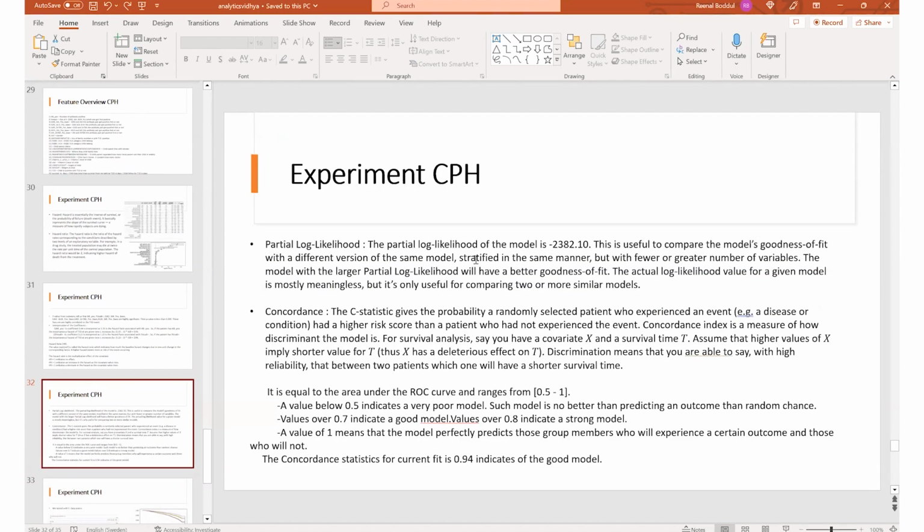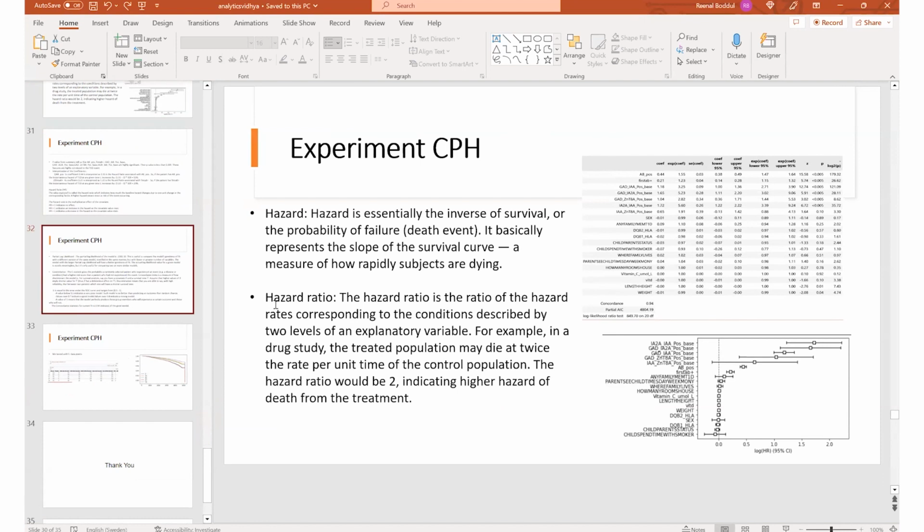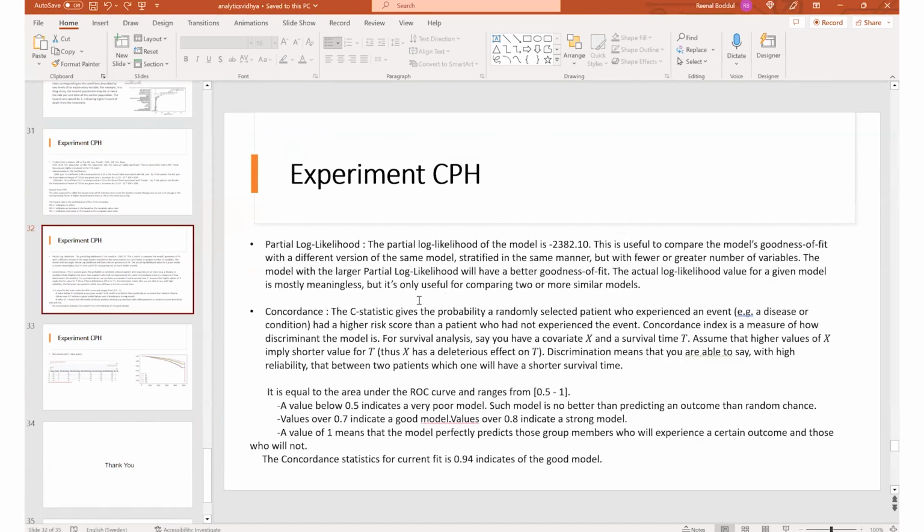Here the partial likelihood is also reported. From this table, we get a concordance index and the partial likelihood values also. The partial log likelihood of the model is minus 2382.10. This is useful to compare the model's goodness of fit with different versions of the same model. We can run the same experiment with a different feature and check the partial likelihood value. So we can use this model evaluation parameter to compare between different models.